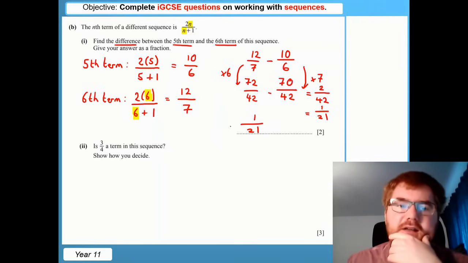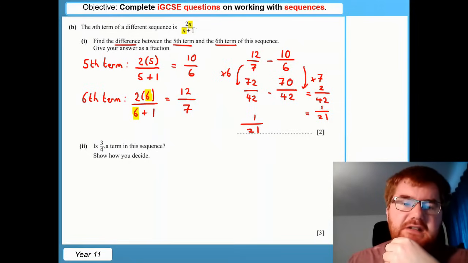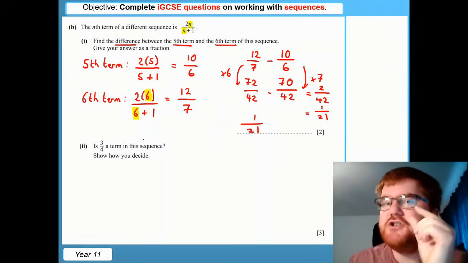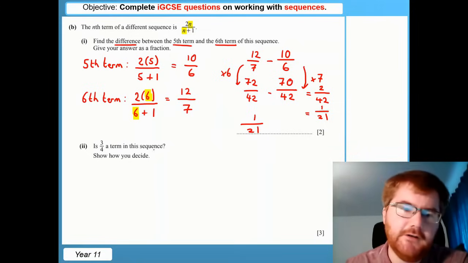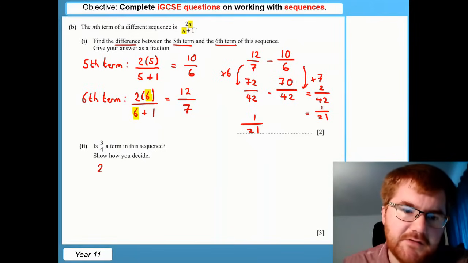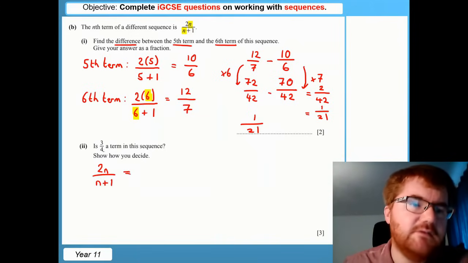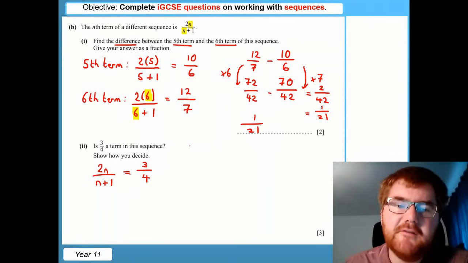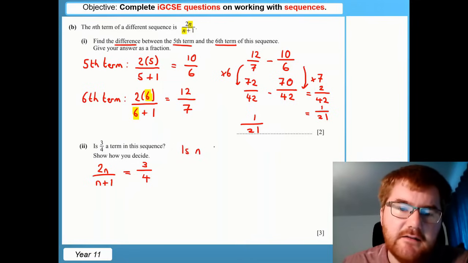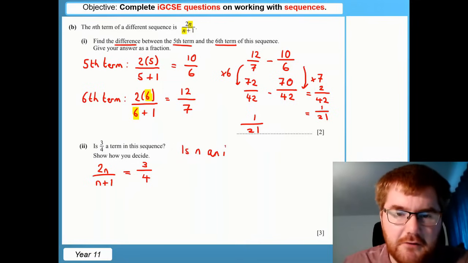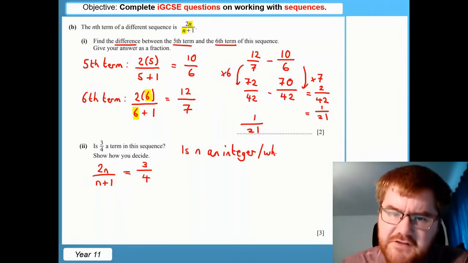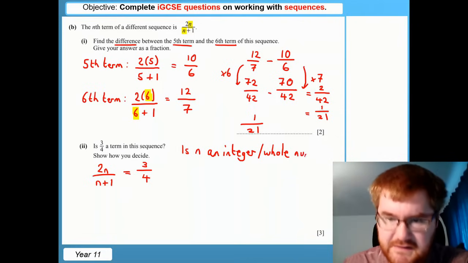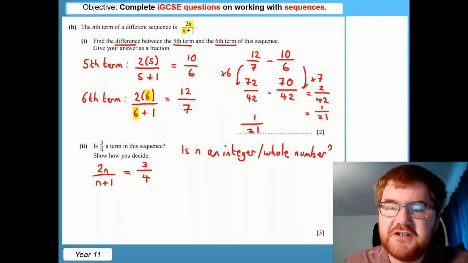Now on to the last question here, is 3/4 a term in the sequence? Now the way we generally do this is as follows. So we take the nth term, so 2n over n plus 1. We make it equal to the number we're looking for, so 3 over 4. And then we want to find, is n an integer or a whole number? If it's a whole number, it's in the sequence. If it's not a whole number, it's not in the sequence. So that's our strategy here.